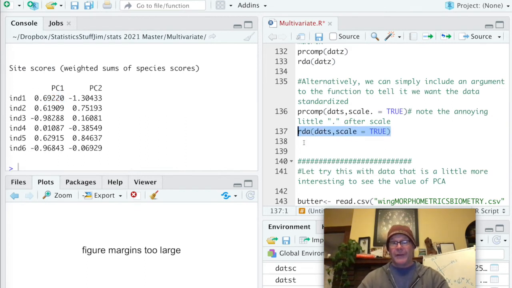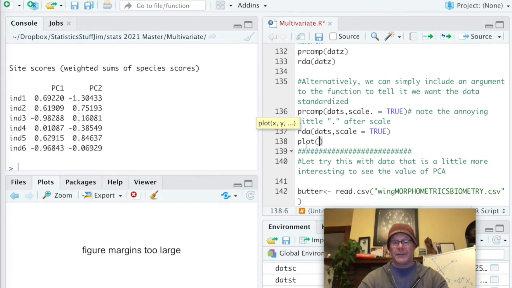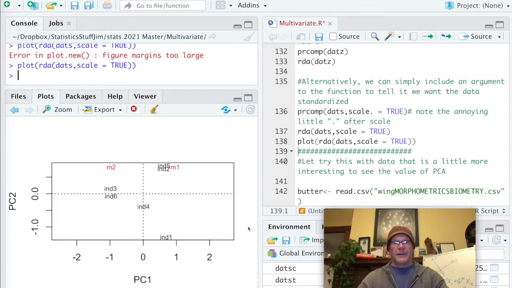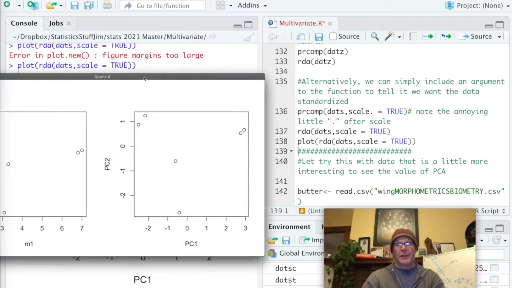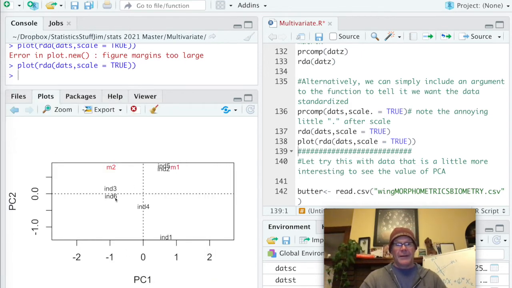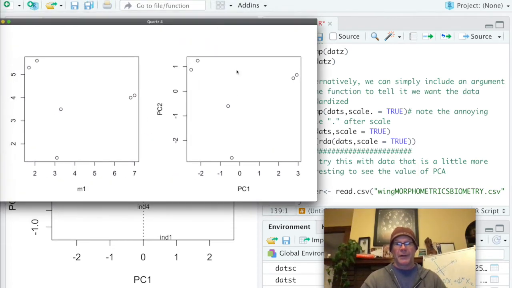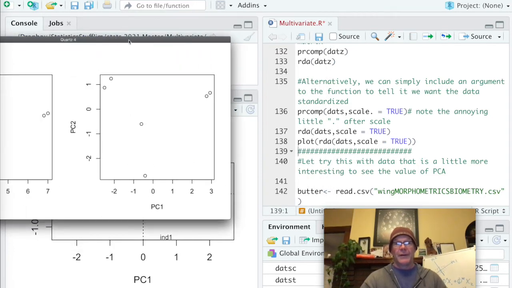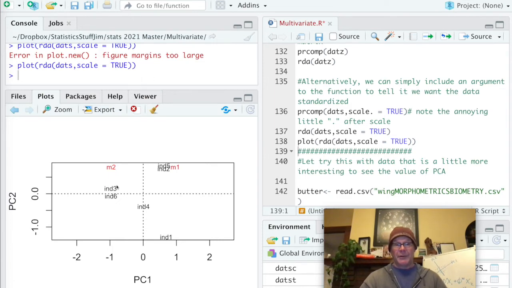We can ordinate this. Let's plot that, and let's make that bigger so we can look at it. Okay, and so here, it is slightly different looking than our principal components analysis based upon the covariance matrix. This was our principal components analysis based upon the covariance matrix. That is it based upon the correlation matrix. So these two guys that were up here in the corner, that is individuals 3 and 6. And now they're getting pulled down here.